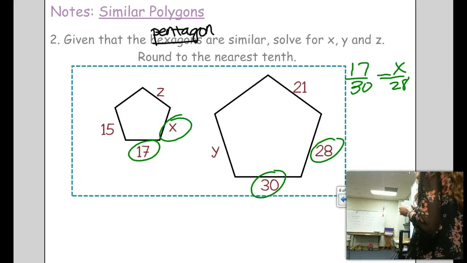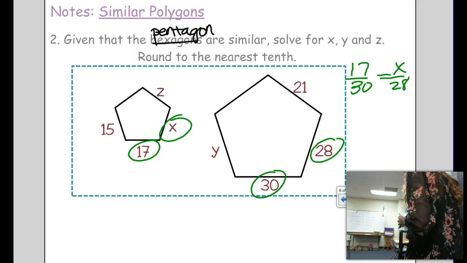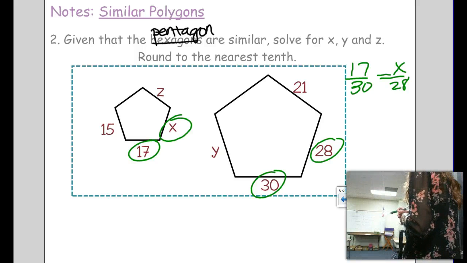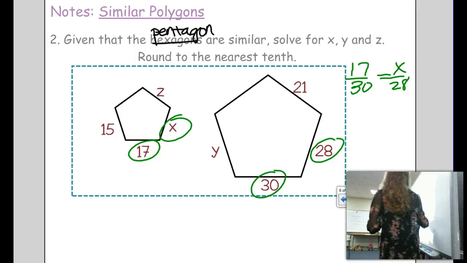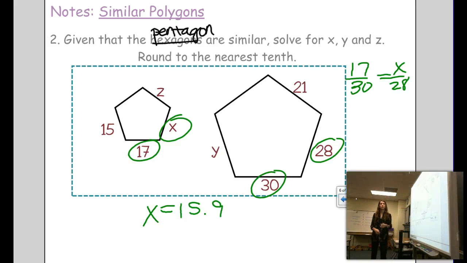Jeanette, whenever you get it, let me know. So 15.9, because the 6 tells the 8 to bump up. Okay. 15.9. So technically 16, but it says to round to the nearest tenth, so we can't put 16. Okay. Now we're going to find y.